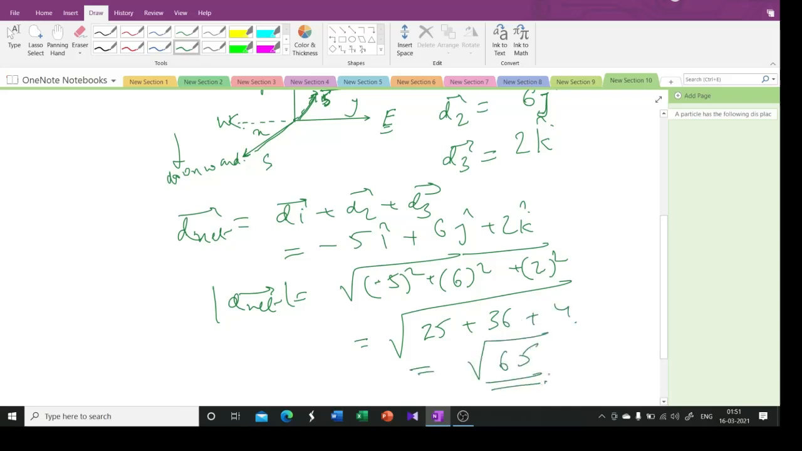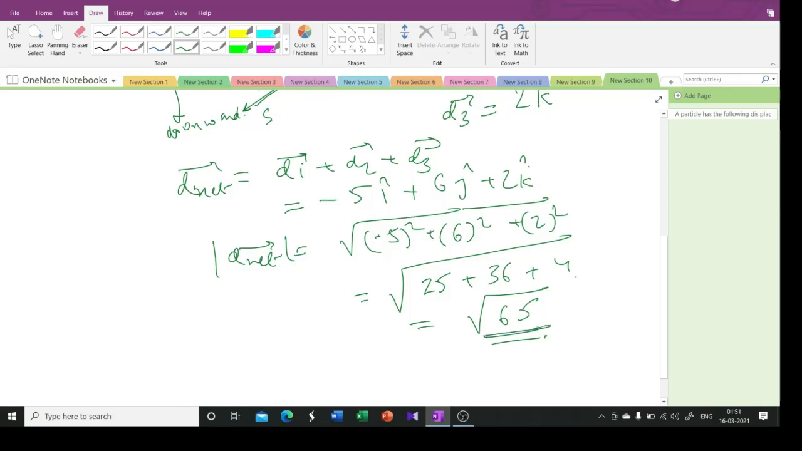In case I haven't made any calculation mistake, I guess it's fine. Yeah. So this is my final answer: root 65 units.